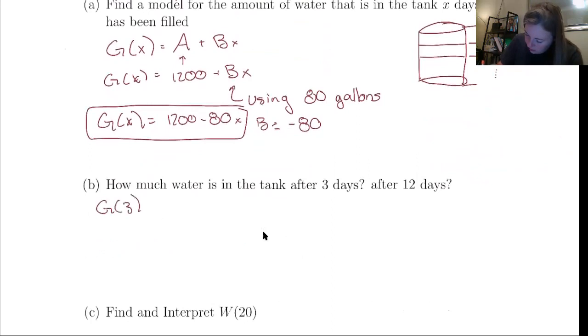So after 3 days, this would be 1,200 minus 80 times 3. What is 8 times 3?